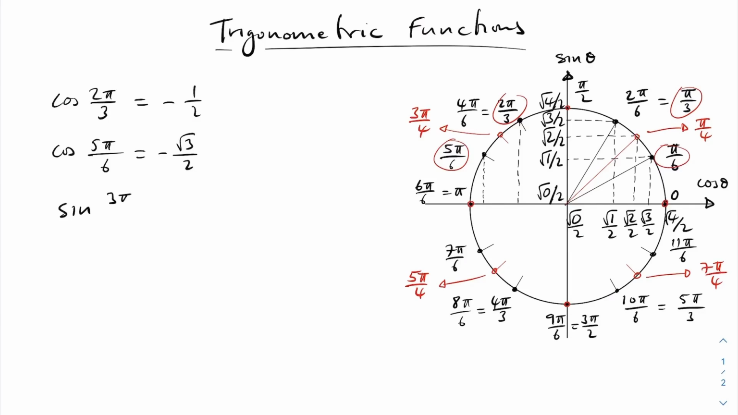Next, how would you find the sine of 3 pi over 2? Okay, so 3 pi over 2 is right in the bottom here, and so that's going to be opposite to pi over 2, that's all the way up here. And so we're going to have that the sine of 3 pi over 2 is just negative 1.